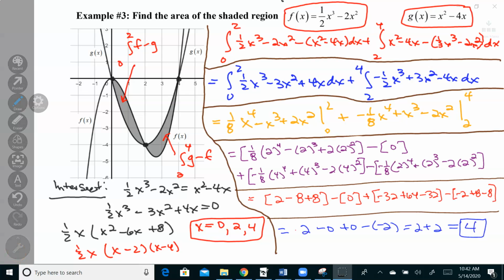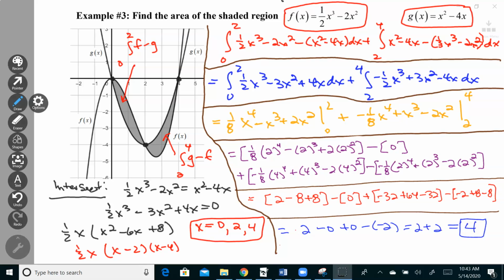Okay, so after I set up my two integrals for each sliver, from 0 to 2 for the first and from 2 to 4 for the second, I plugged in my upper and lower limits for each. I did a whole lot of arithmetic. I wrote it all out. You could use your calculators and do this and that, but the total area is equal to 4.